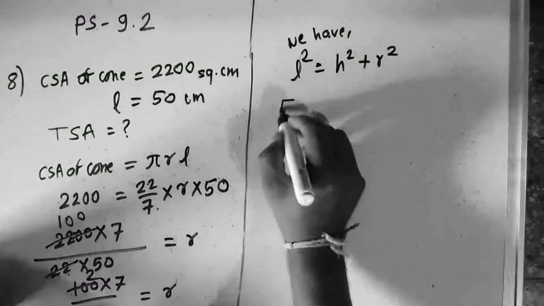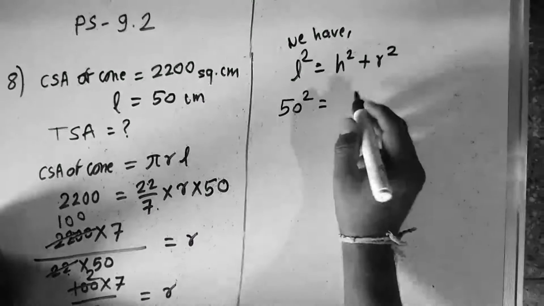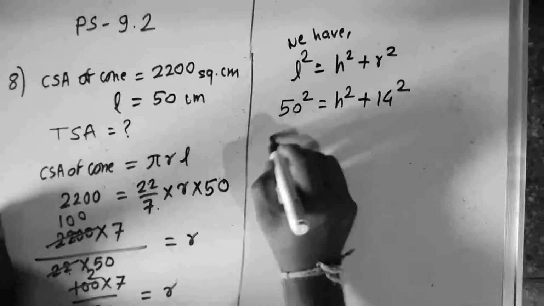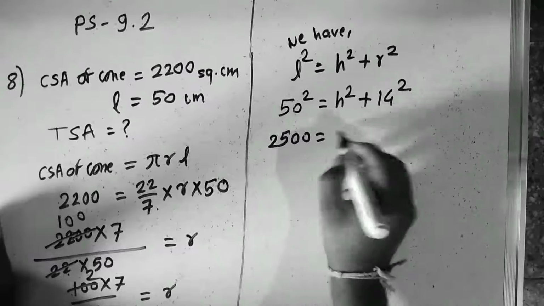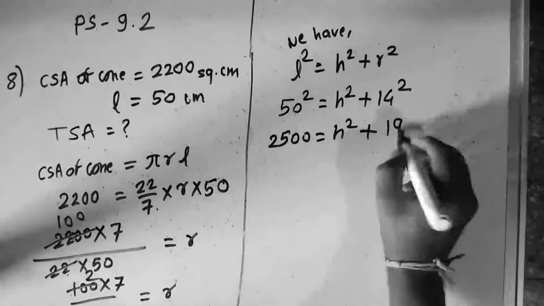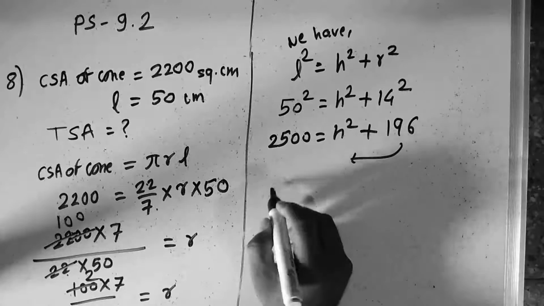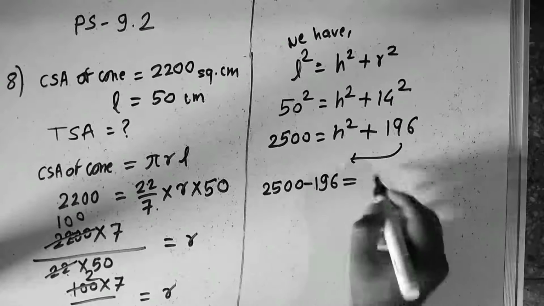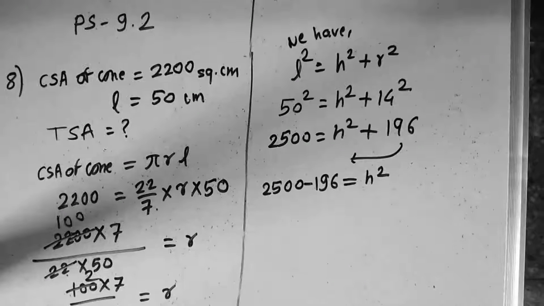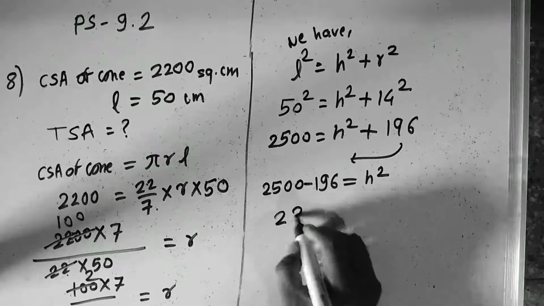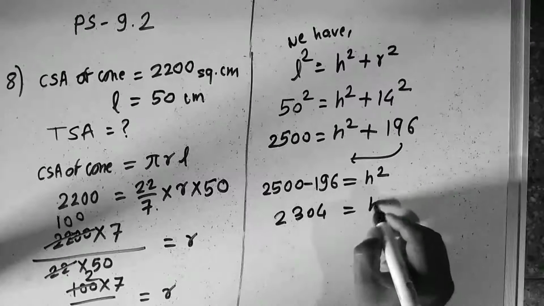l square is 50 square, h square I don't know, r square is 14 square. 50 square is 2500, equals h square plus 14 square, which is 196. Now let's send it to the opposite side. 2500 minus 196 equals h square. It will give me another answer. The answer is 2304 equals h square.